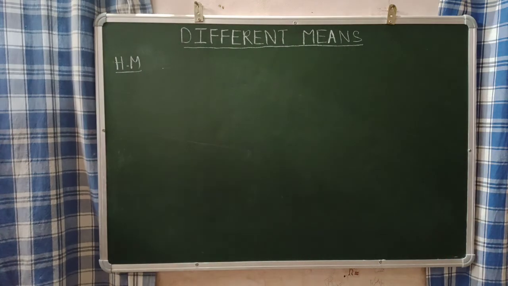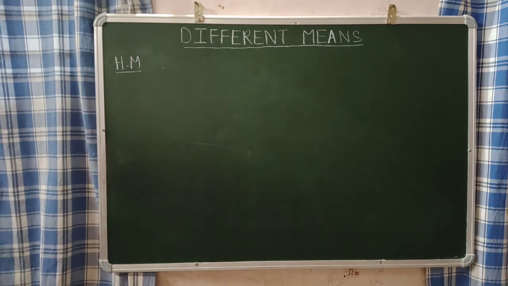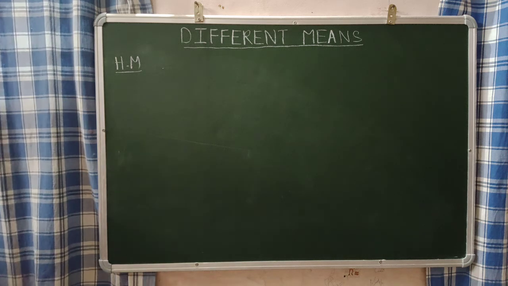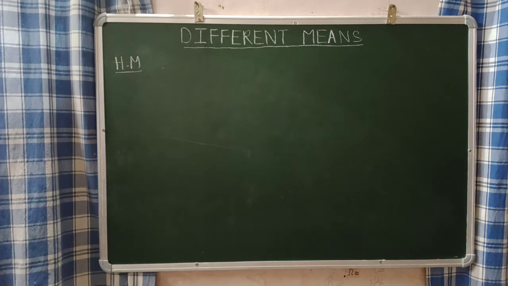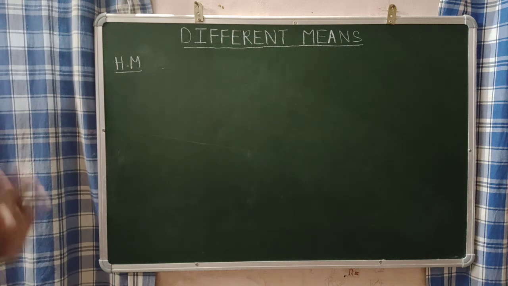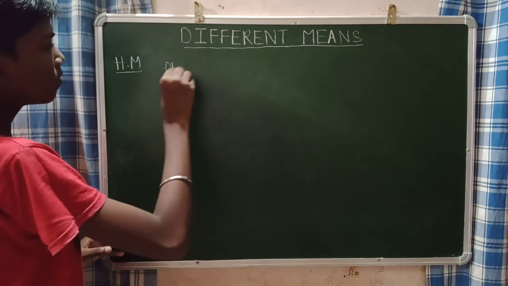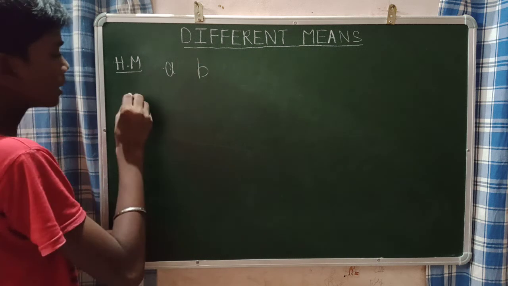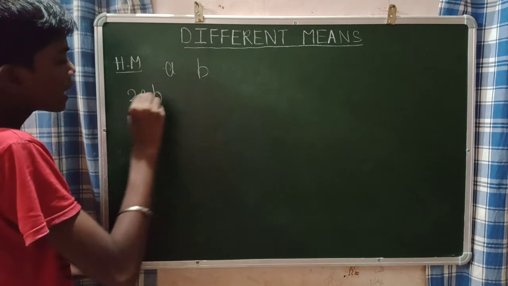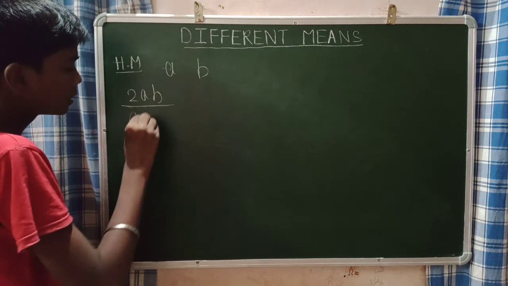So guys, now let us come. Harmonic mean is represented as HM. Harmonic mean of two non-zero numbers A and B will be nothing but 2AB by A plus B. Very important guys.